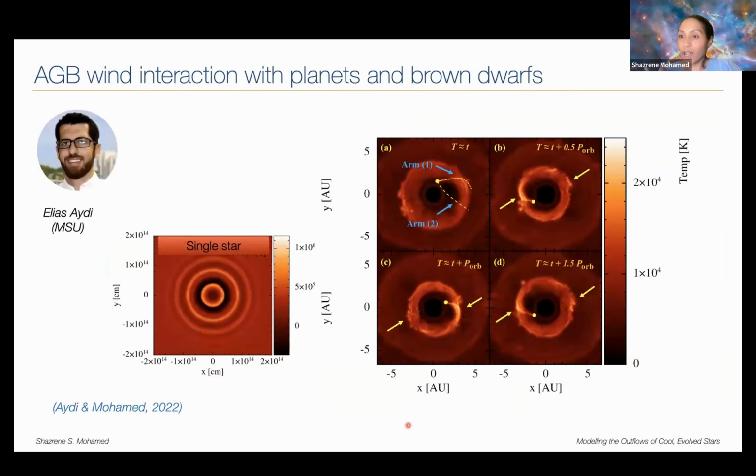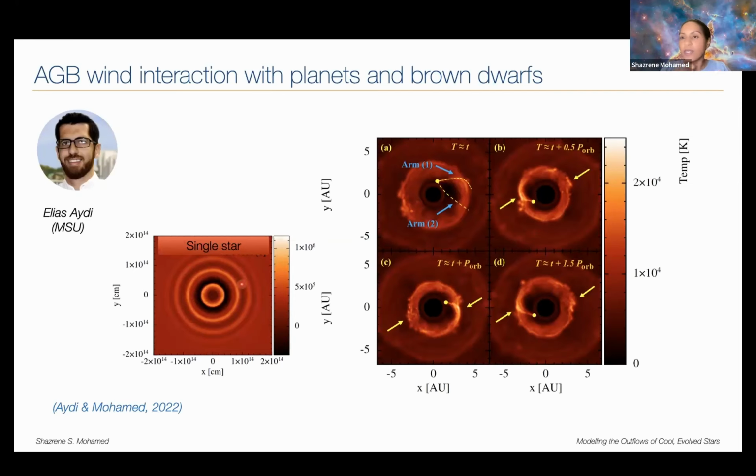So we got to thinking a lot more about what happens with these interactions with planets and brown dwarfs. And this is work that was done by my PhD student, Elias Saidi. And basically, we improved the models. Instead of just a constant outflow of free wind, we have pulsations. And those pulsations produce shocks, periodic shocks. This is what we expect from a single star slice.